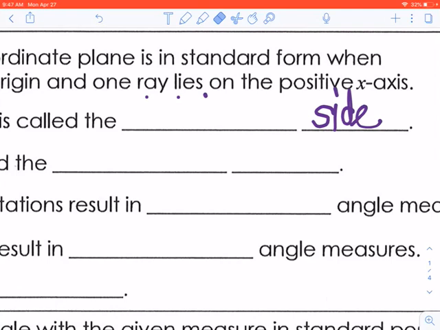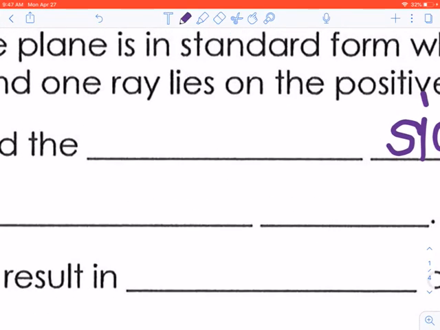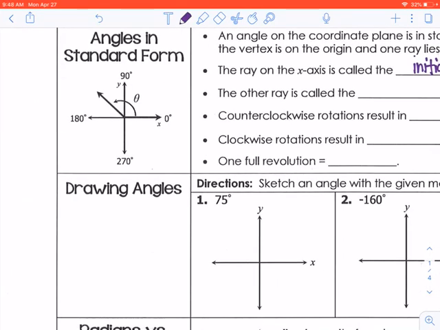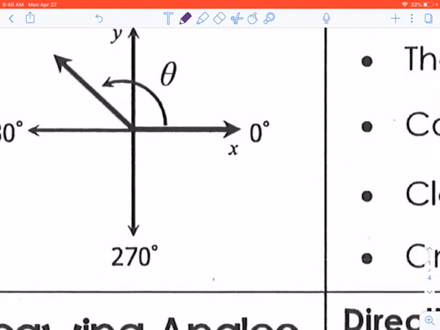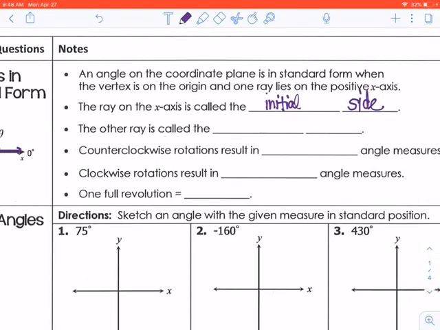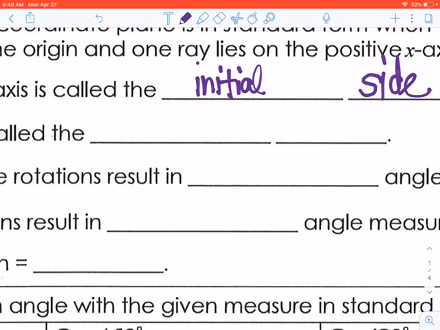Let's write that a little bit better. Initial side. Okay? So your initial side is going to be on this x-axis right here. So we're always going to start there. Always. Then the other ray, where you end your angle, is going to be called the terminal side.